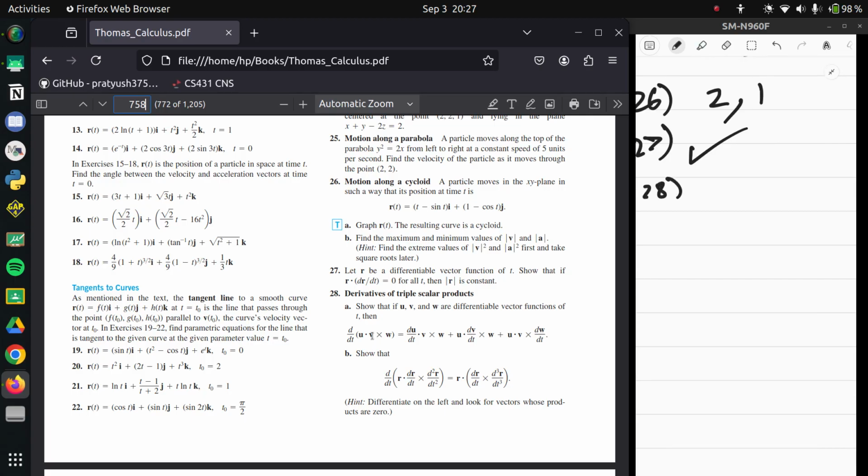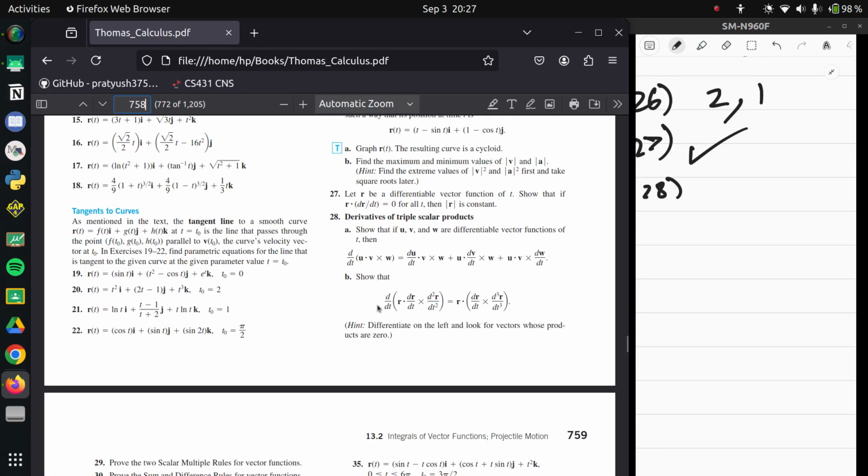28 is derivatives of triple scalar products. Show that if u, v, w are differentiable vector functions of t, then come on, it's just a determinant, and taking the derivative of that is just the product rule. Come on, it's just a product rule. I'm not even going to show that. So A done. B, I mean, really, there's no point in showing that. What do you want me to do, u plus du stuff and distribute the dot product over that and then the cross product over that and all that? I'm not doing that. I'm just not doing that.